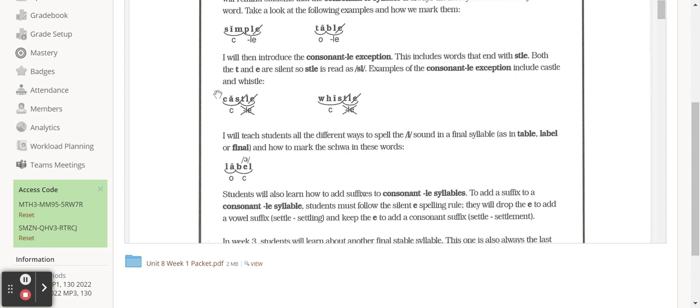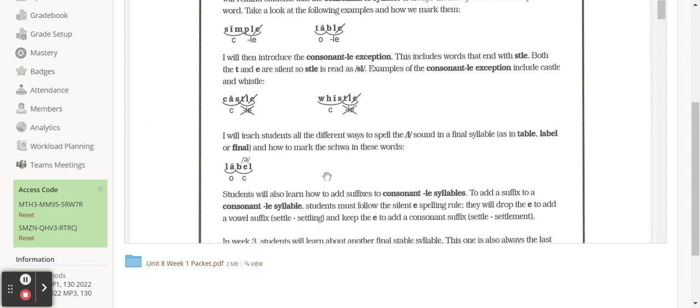So for castle, again, cas is a closed syllable, but TLE looks like it would be a consonant LE. However, since the T and the E are silent, it's the exception, and that's how it is marked. Same with whistle. Notice you keep the S to close in that first syllable, but the TLE is the consonant LE exception, crossing off both the silent T and the silent E.